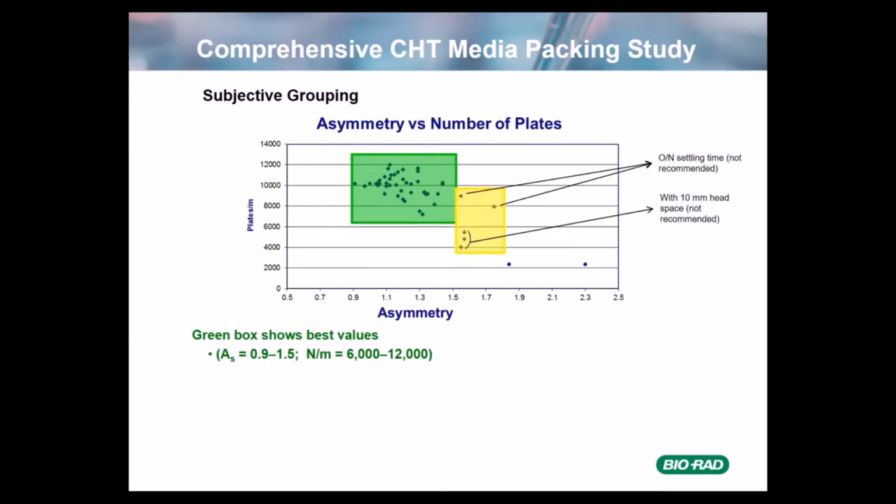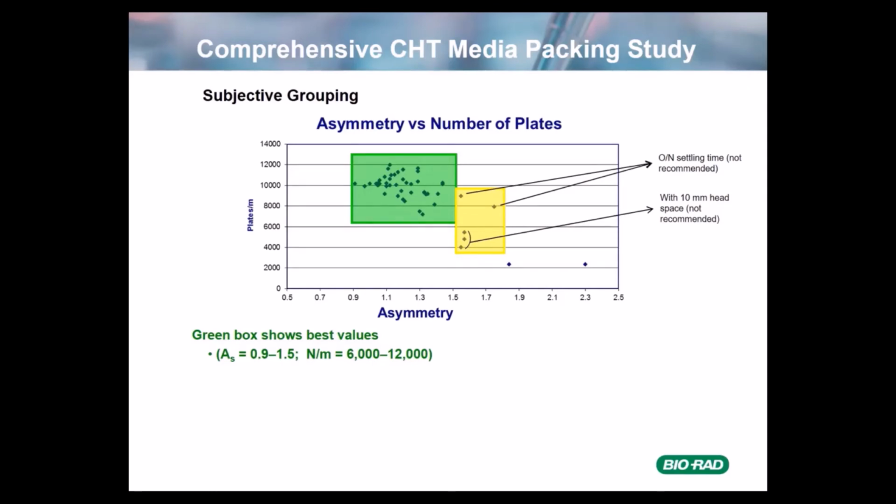The yellow box represents studies which were probably reasonable, but maybe let's call it less than ideal. The top two dots represent overnight settling of the resin, meaning that the slurry was simply dumped into the column, we went home for the night, came in the next day, lowered the top flow adapter, and measured the HETP and asymmetry.